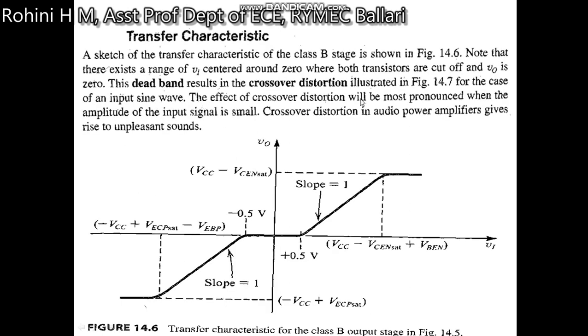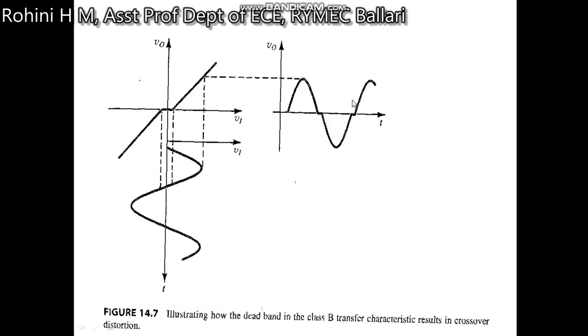The effect of crossover distortion will be most pronounced when the amplitude of the input signal is small. When the amplitude of the input signal is very small, then the crossover distortion is very large. Crossover distortion in an audio power amplifier gives rise to unpleasant sound. So usually in an audio amplifier, this type of crossover distortion will cause unpleasant sound. Here in the waveform you can see the crossover distortion.